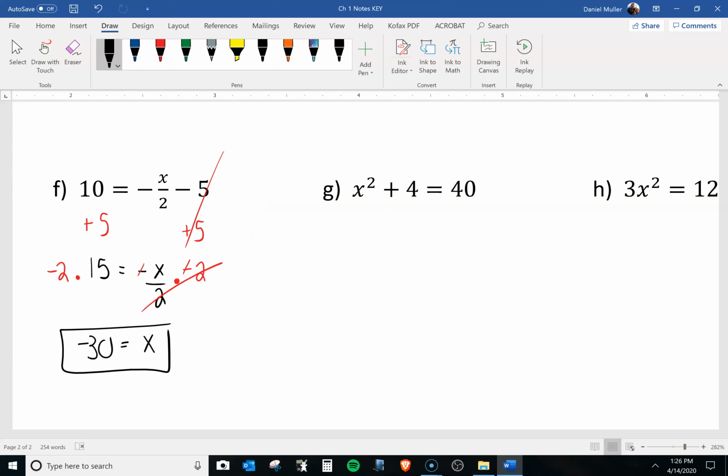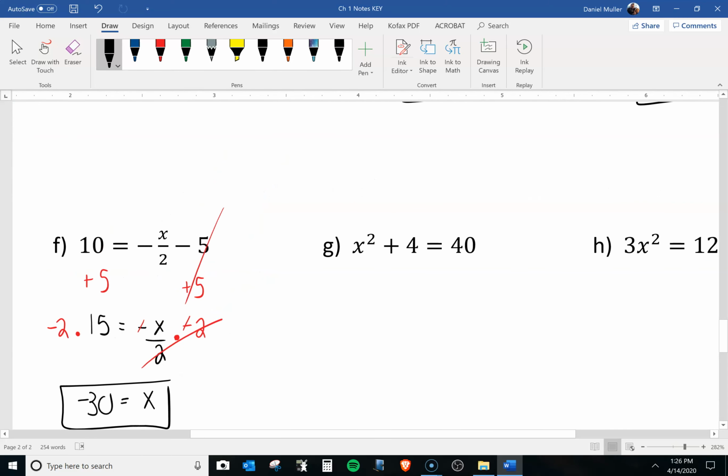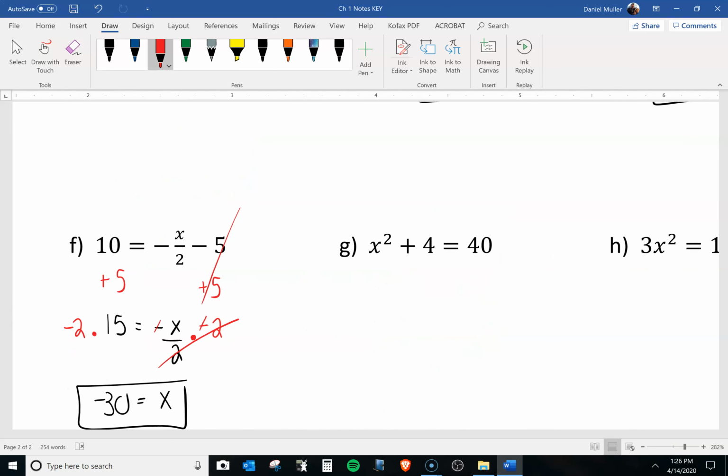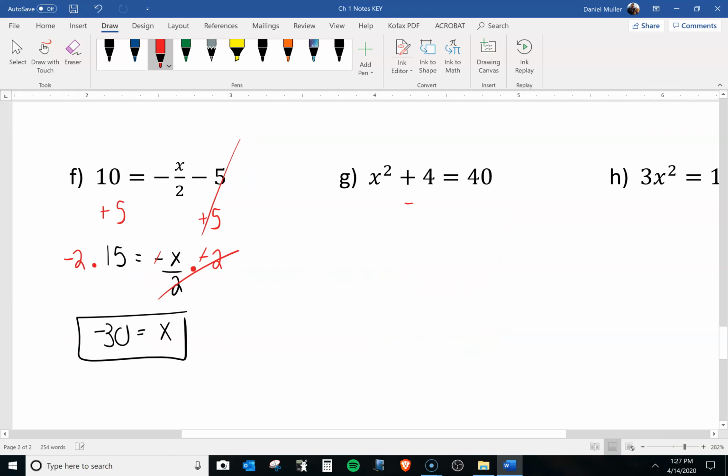All right, letter G. Now, BEDMAS here, you can see we want to get rid of the add or subtract. So if I can actually erase this, let's see. There we go. So I'm going to do the add or subtract first, so that'll be gone. I'll get rid of the +4 by minusing it. 4 minus 4 is gone. There's my equal sign right here. 40 minus 4 is 36. And there's just an x squared left over.